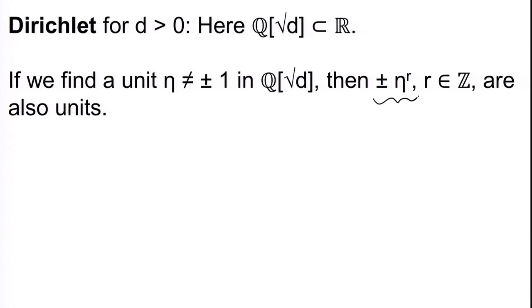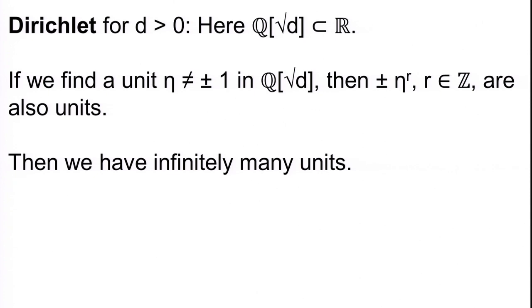So, in a sense this is proving that if you find a non-trivial unit, then we would have proved Dirichlet's theorem for d bigger than 0, because Dirichlet's theorem said that the set is finite if d is negative and it is infinite if d is positive. So, if you find a non-trivial unit, you are going to get infinitely many units. So, our aim is now to find a non-trivial unit in Q root D where D is positive. That is what we now plan to do.